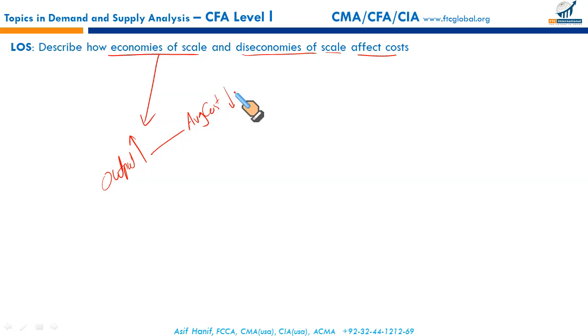When you increase your output, your average cost starts falling. This is good for the business, right? Now, we would like to know what causes that. What causes this increase in scale, increase in output? What causes the average cost to fall? There has to be some justification. Let us discuss some economies of scale.